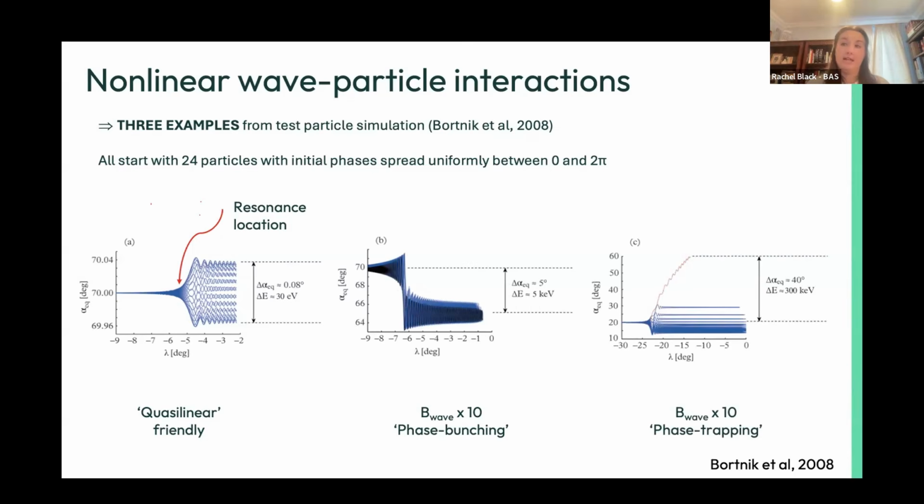Another nonlinear response that we can see if we increase the wave amplitude and also change the location of the particle resonance is phase trapping, where this particle coloured in red has been essentially trapped in the wave potential and accelerated and scattered across much, much larger pitch angle and energy ranges. So you can imagine that B and C, these 2 particle responses, don't fit with that vision of slow diffusion across pitch angle and energy space.